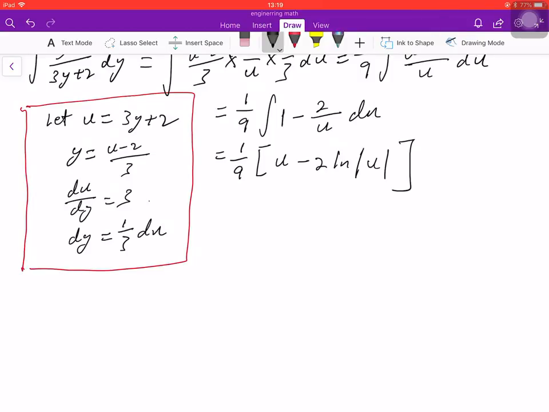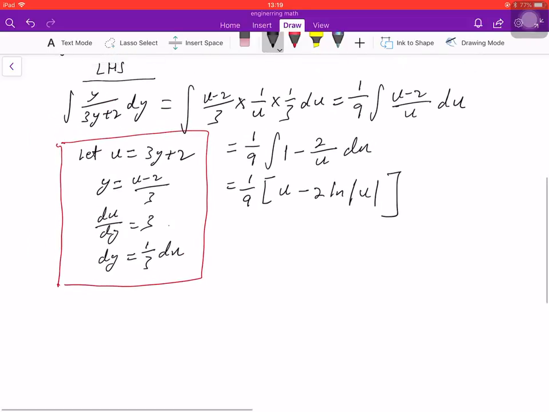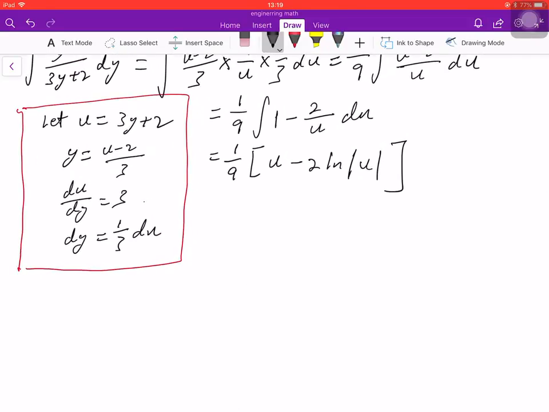Okay. Now this is the left hand side of the integration. So this can be replaced in terms of y, where u is equal to 3y plus 2. So we replace this: 1 divided by 9, then u is 3y plus 2, minus 2 ln of 3y plus 2. Okay, so this is the left hand side of the equation.